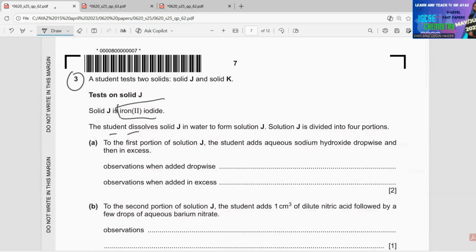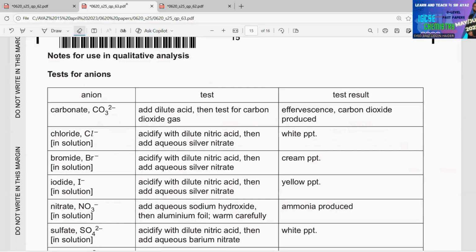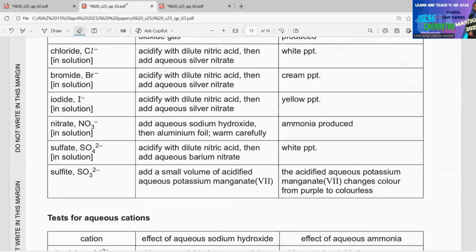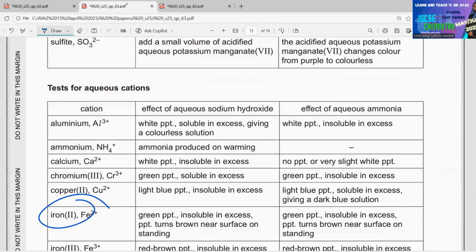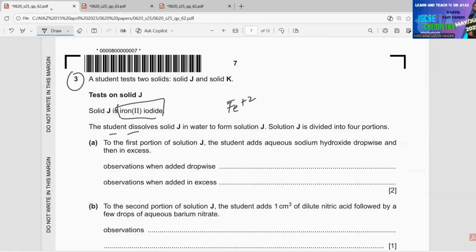Now it must be having Fe2+ ion, that is the cation. You will look for the test of this cation in the qualitative analysis. If you look at the list, where is this Fe2+? Here is Fe2+. Fe2+ will give green precipitate, which is insoluble in excess. So you're going to write green precipitate, and in excess, insoluble.